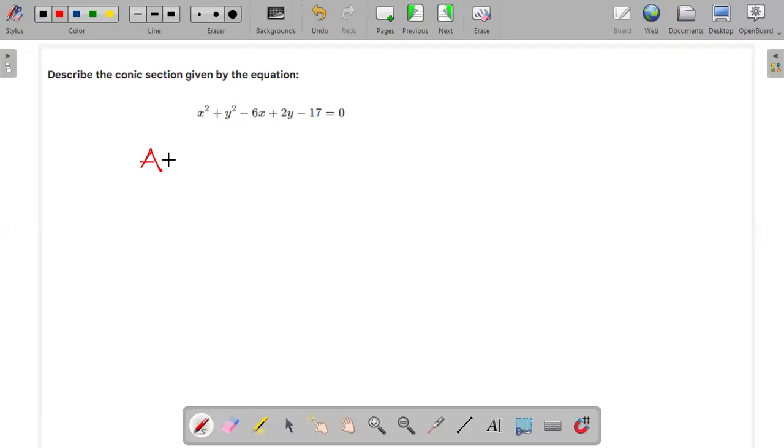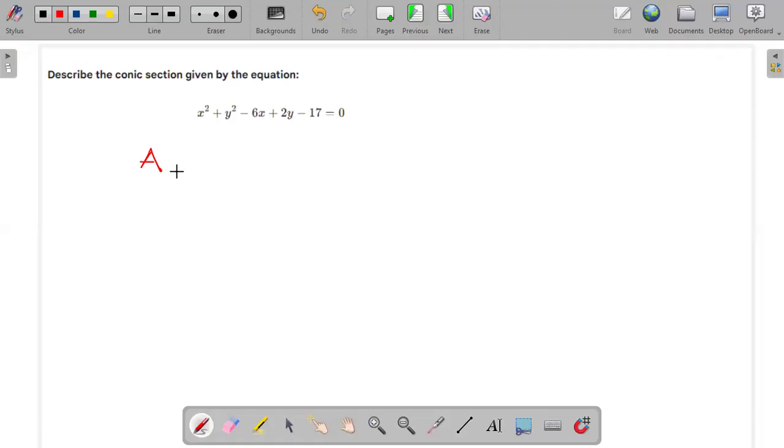As I was saying, each of these conic sections can actually be written as an equation. In this case, they're telling us to describe the conic section given by the equation. So what they're telling us is we must get this equation, manipulate it, and then after manipulating it, we must identify what type of curve this equation belongs to.